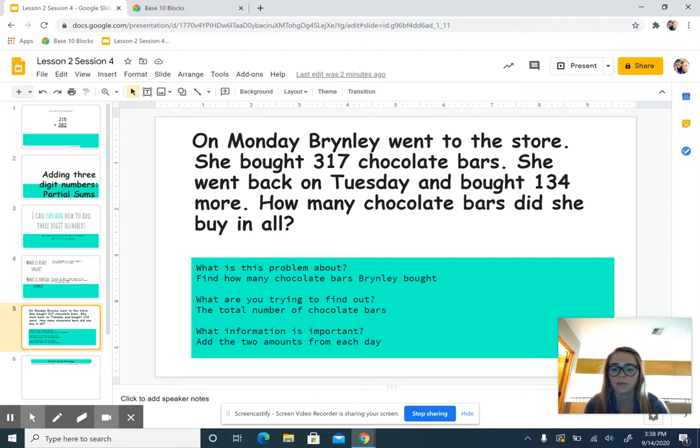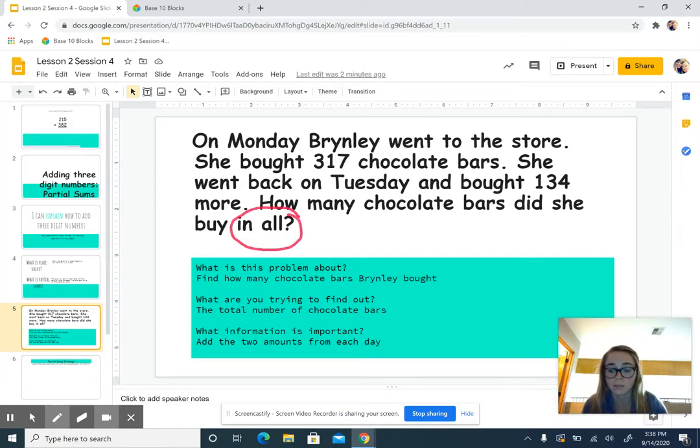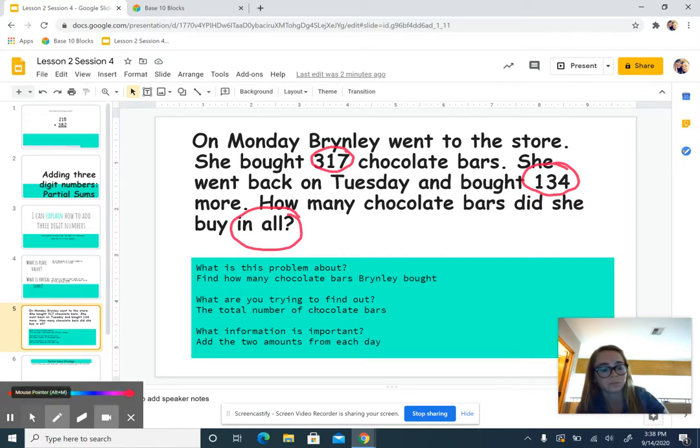And the last question, what information is important? That's right. In all tells us that we need to add, so that's important. And also these two numbers, 317 and 134. That's all we need to know, is we need to add those two numbers.